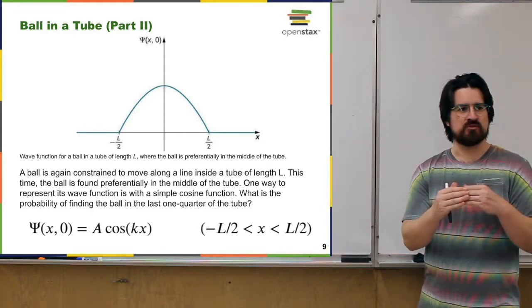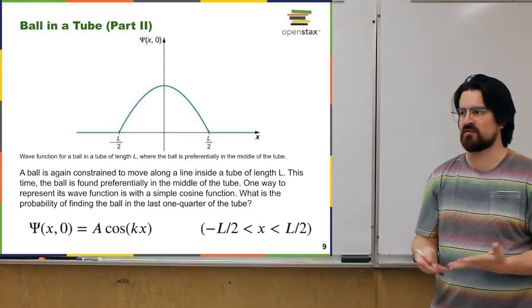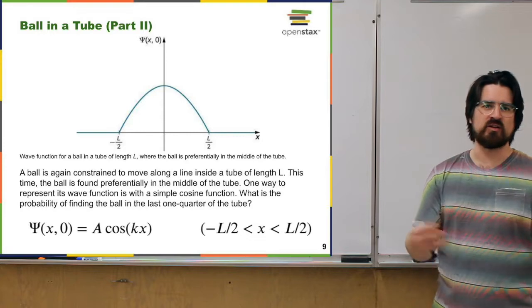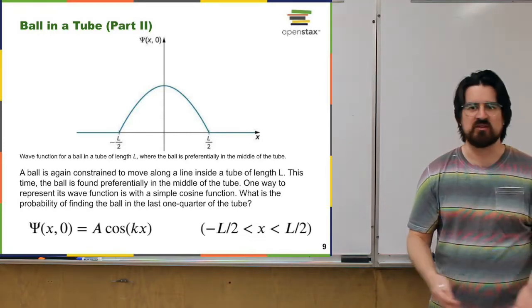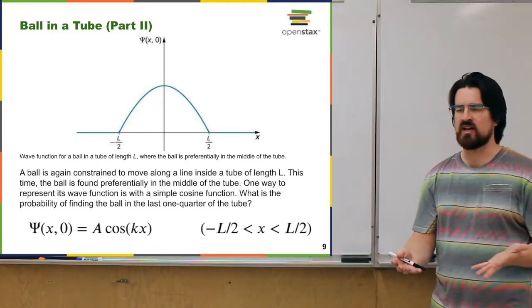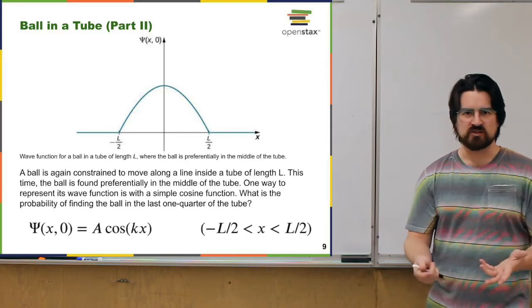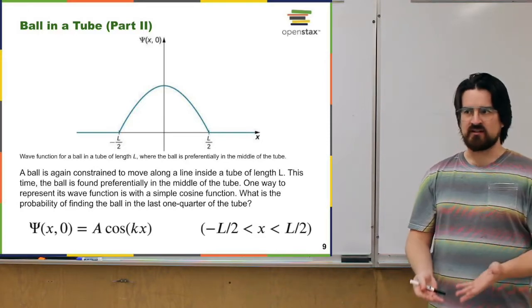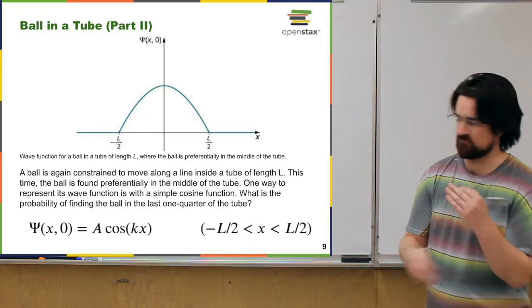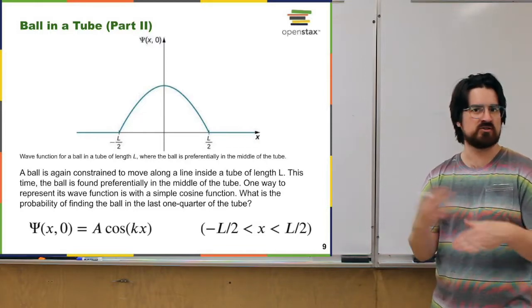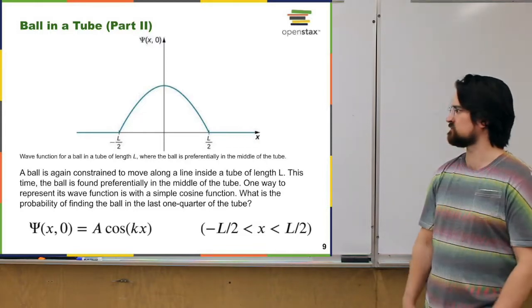the ball anywhere in the tube, we're just going to say, well, what if it's preferentially found in the middle of the tube? There's nothing to say that it should be, but if this were the case, we can construct a wave function that will follow that assumption, and then we can ask for probabilities of finding the ball at certain places in the tube from that wave function.